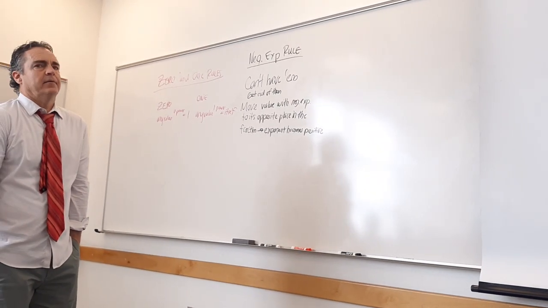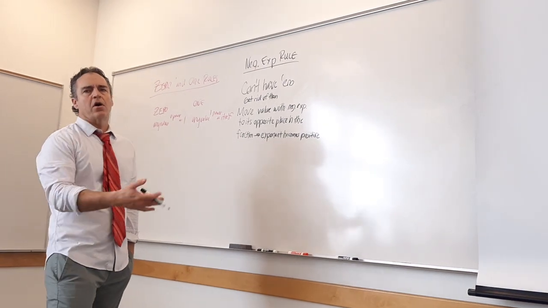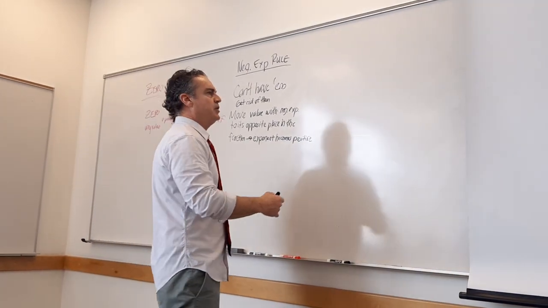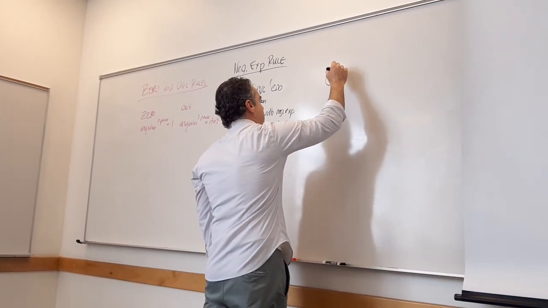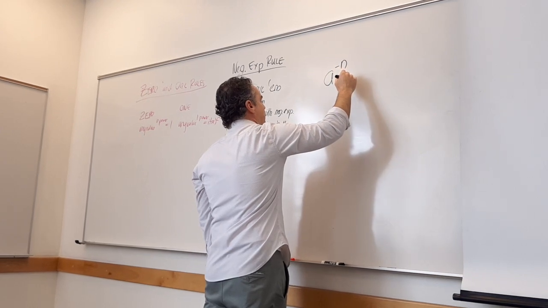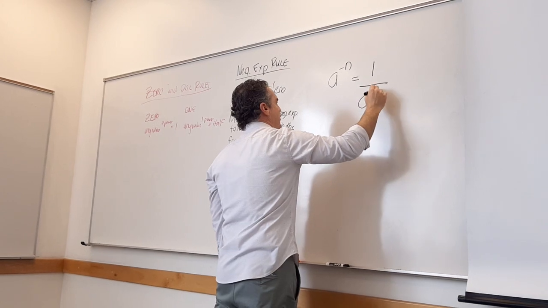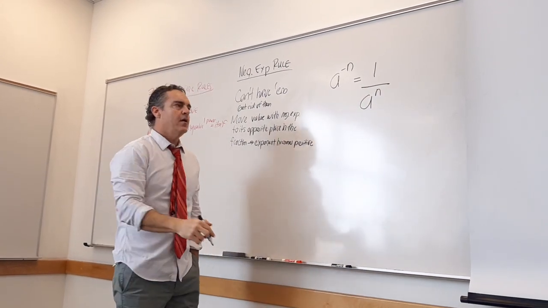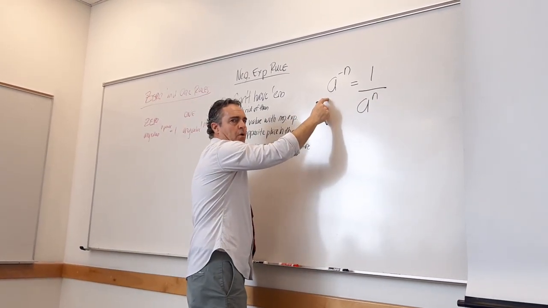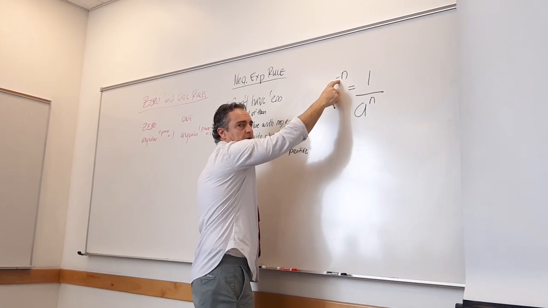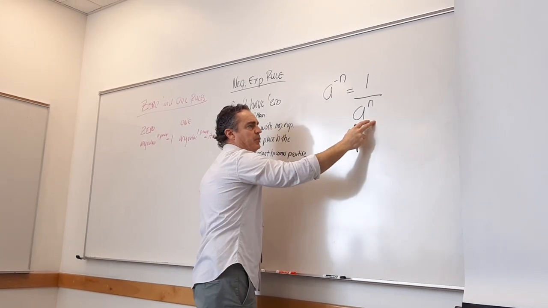So what does that mean? If you can't see it well, you can get up, walk over, take a picture, or do whatever you need to do. Check it out: a to the negative n equals 1 over a to the n. Think about this for a second. The value with the negative exponent is going to move to its opposite place in the fraction.